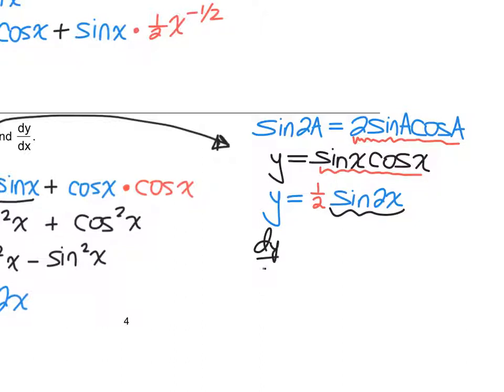It's just a matter of worrying about what's going to happen here. So dy dx would be equal to 1/2 times, and what is the derivative of the sine of 2x? 2 cosine 2x, or cosine 2x times 2. Then the 1/2 and the 2 cancel out, and we have our cosine of 2x.